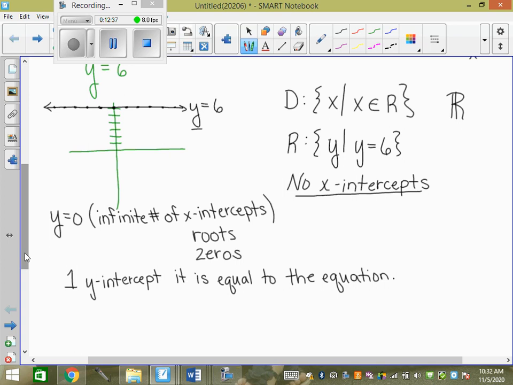How many maxes or mins does this have? It's a really simple question, and I hope you answer it properly. How many maxes and mins does this thing have? None. It's a straight horizontal line, right? There's no maxes or mins. Okay, we're going to flip over.